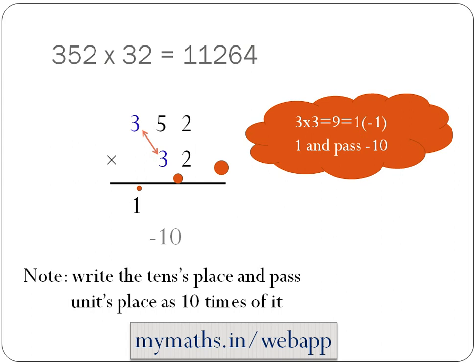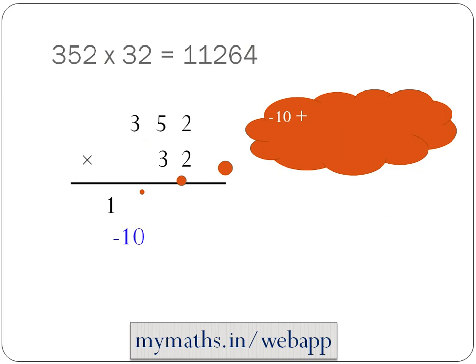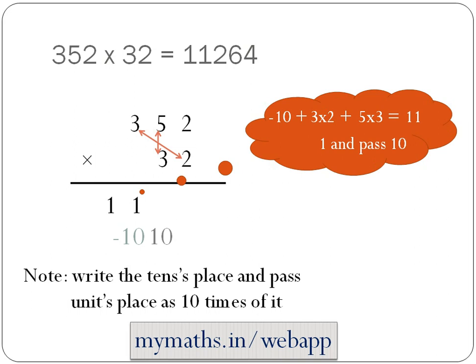9 is equal to 10 minus 1, that is 1 and minus 1. So tens place 1 will be retained and units place minus 1 will move on to the next part as minus 10. Going to the next multiplication, minus 10 is passing, minus 10 plus 6, that is minus 4, minus 4 plus 5 3s is 15, minus 4 plus 15 is 11. So out of that 11 we write 1 and pass that units place 1 as 10.